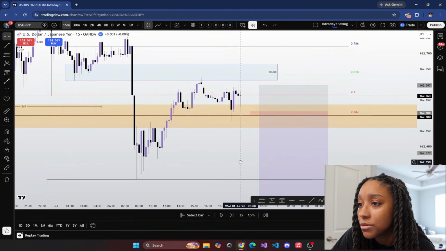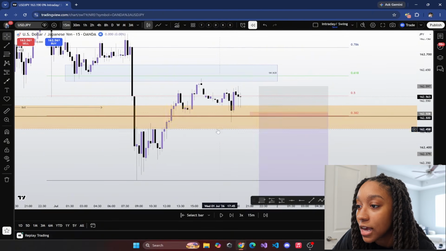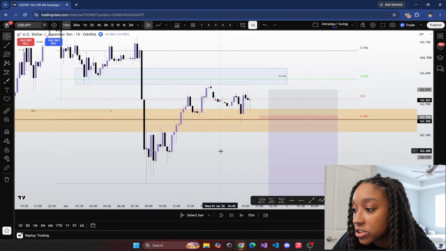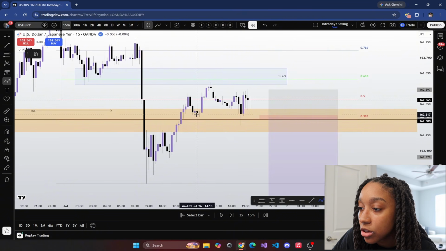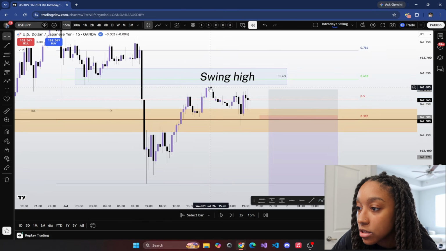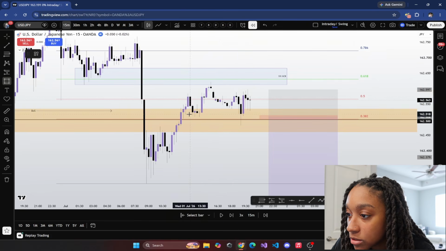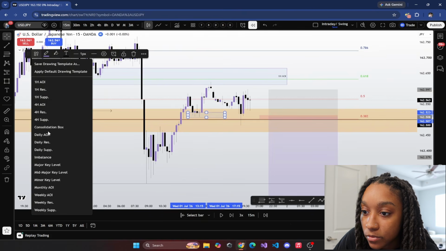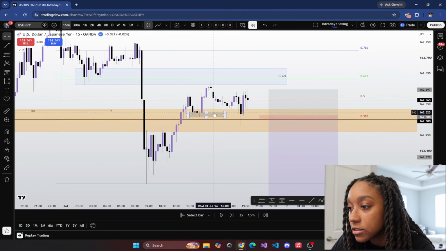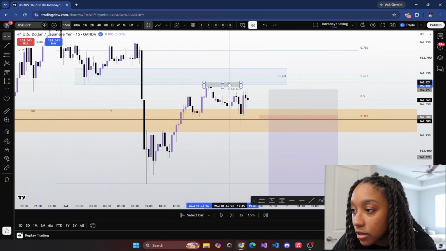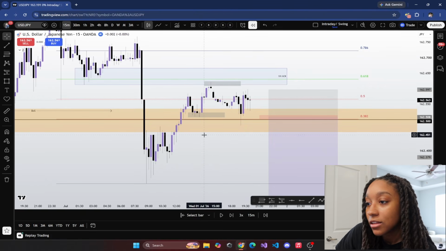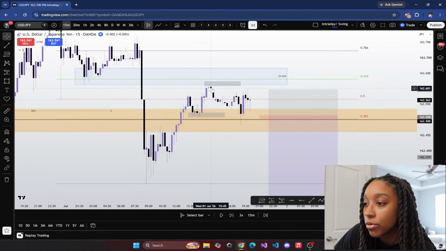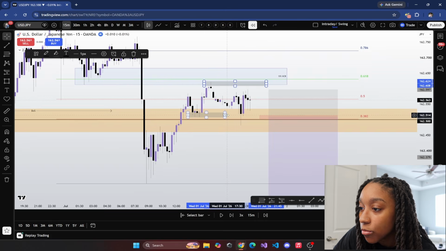So we're watching 15-minute structure and we're waiting for that same thing to happen. So right here, just watching structure, you see that this is our swing low. This is our current swing high. Okay, so let's mark this out. So this is the swing low. Make this a different color. And this is the swing high. Okay, so let's see if price breaks above this resistance or breaks below this support.